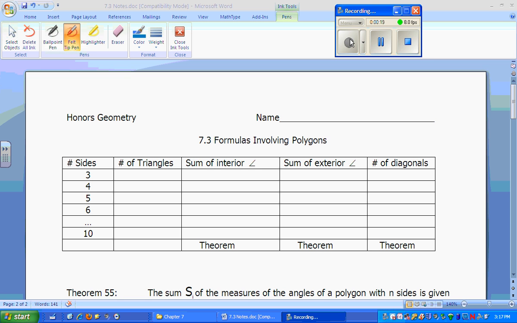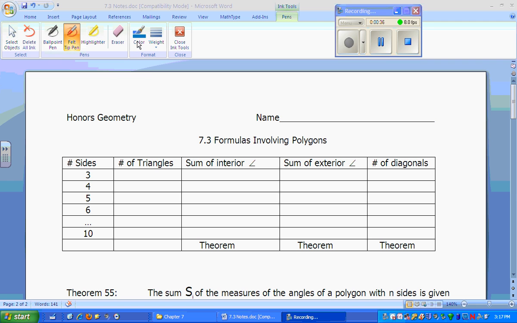We're going to be starting with 7.3. We're going to be looking at formulas involving polygons. So in a sense, we're going to be finding the sum of the interior angles, the sum of the exterior angles, and actually the number of diagonals. So when we look at this, let's jump right into the chart.